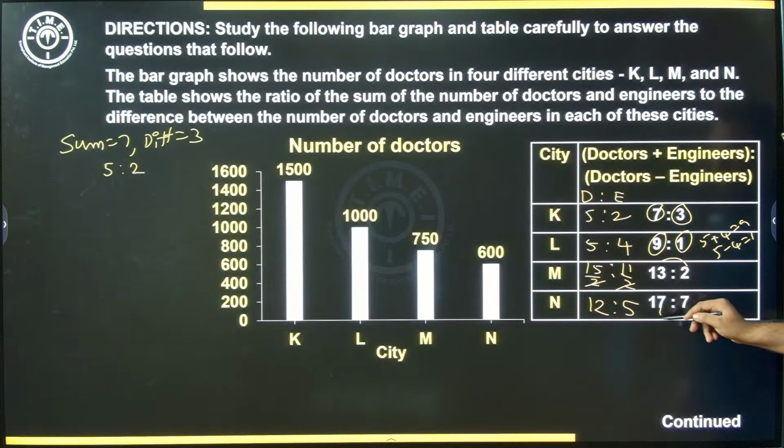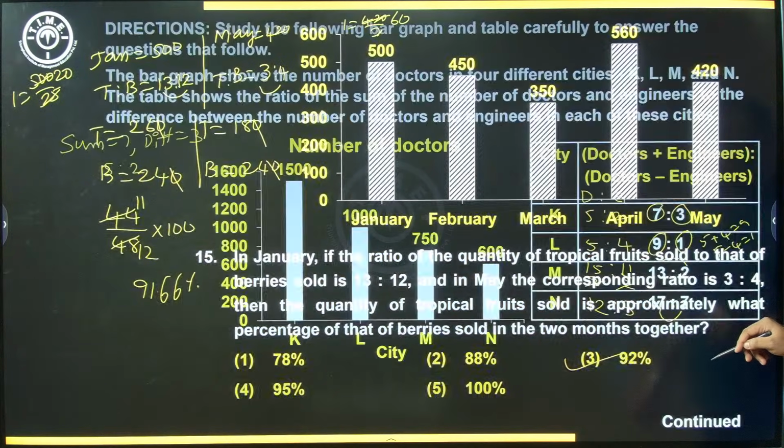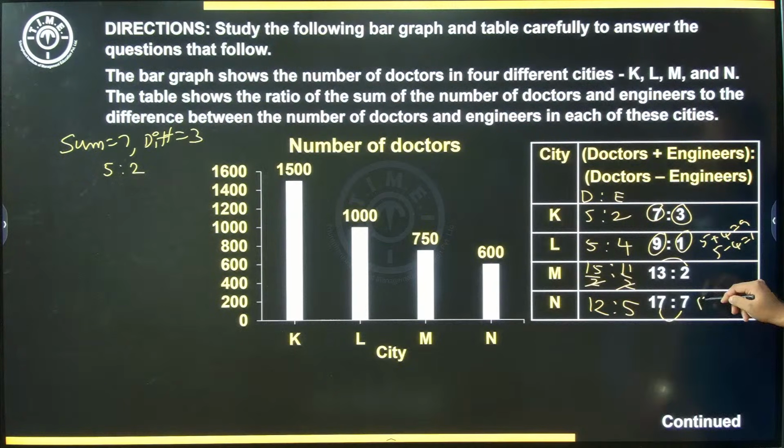Look at this. 17 plus 7, 24. Sorry, sum should be 17. Difference should be, one second. Sum should be 17, so difference should be 7. So I can say it as 12 and 5. 12 plus 5, 17. 12 minus 5, 7.